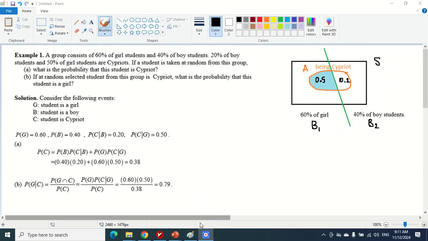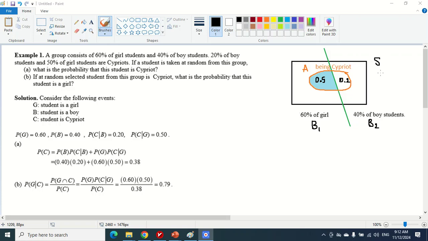Right now we will take a look at some examples to see how the Bayes rule works. Now let us look at the first example for the Bayes rule. So the question is as follows. A group consists of 60% girl students and 40% boy students. 20% of boy students and 50% of girl students are Cypriot.